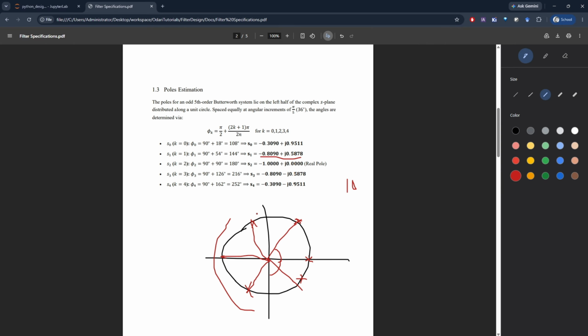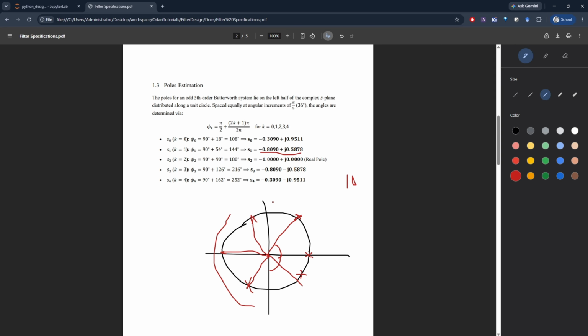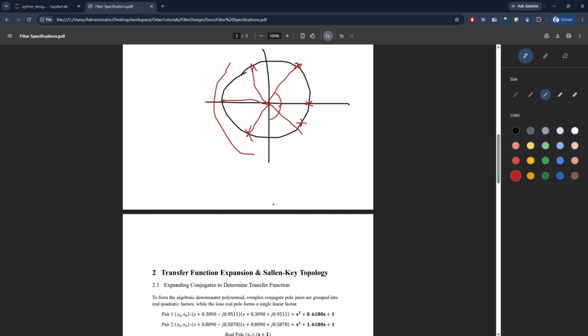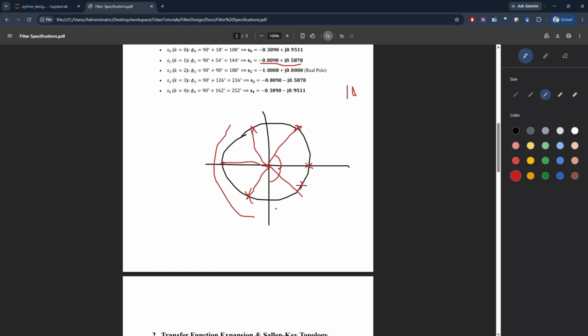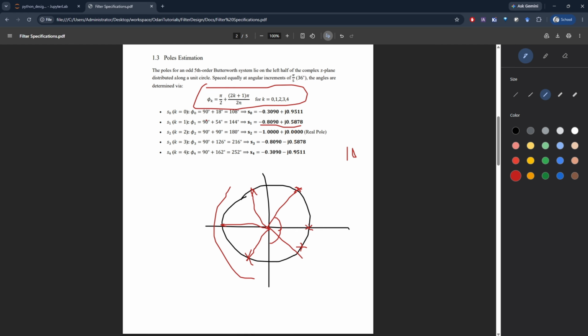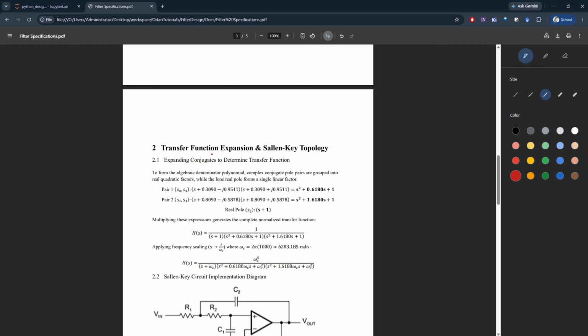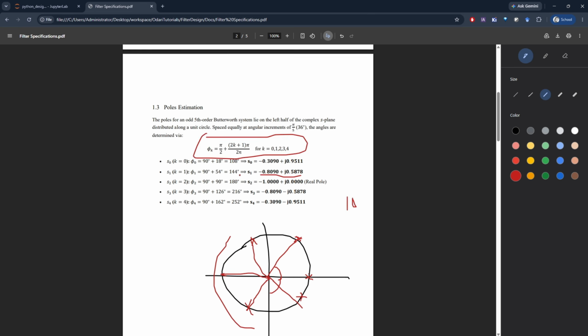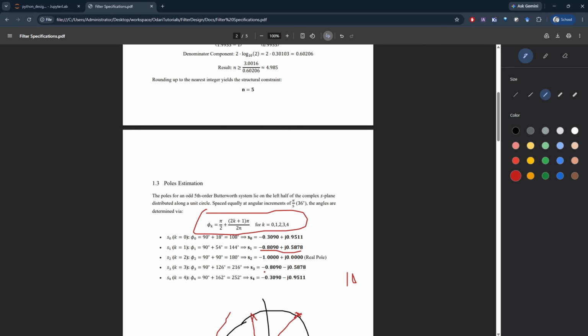But now it has conjugates, so you'll find that this has a conjugate of the other value, this has a conjugate of the other value, and so forth. So you can be able to use a unit circle to do that, but if you use this formula, then it gives you the values easily. So from finding the poles, now you can do the expansion. You take the conjugates, because you see this has a conjugate here. You see this one has its conjugate here.